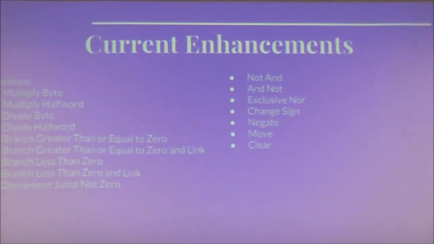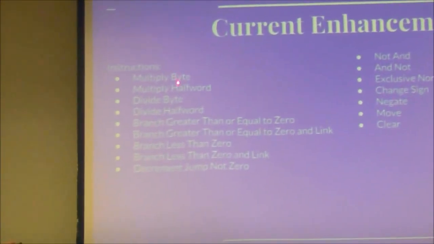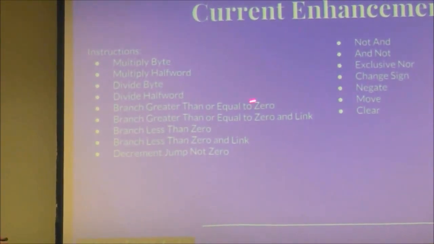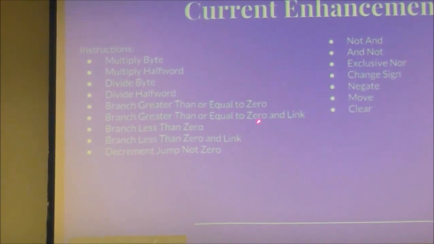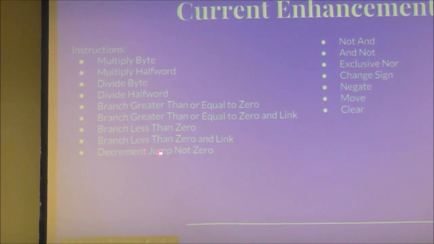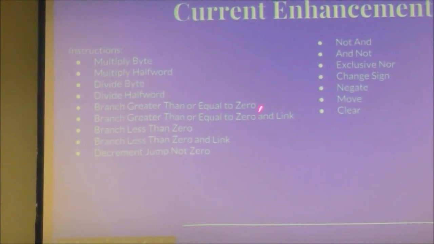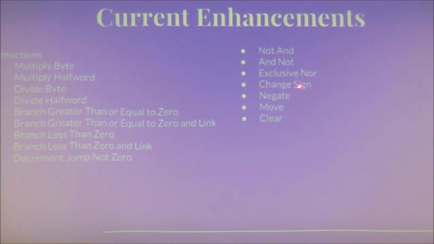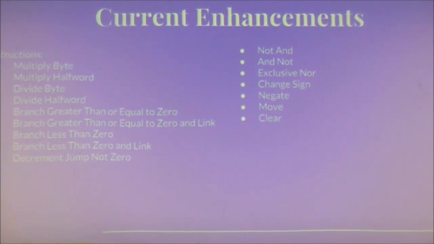So, current enhancements: I added approximately 15 new instructions: multiply byte, multiply half word, divide byte, divide half word, branch greater than or equal to 0, branch greater than or equal to 0 and link, branch less than 0, branch less than 0 and link, the DJNZ instruction (decrement jump not 0), the NOT and NOT, exclusive NOR, change sign, negate, move, and clear.